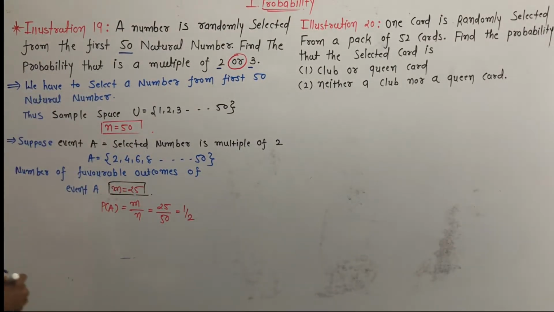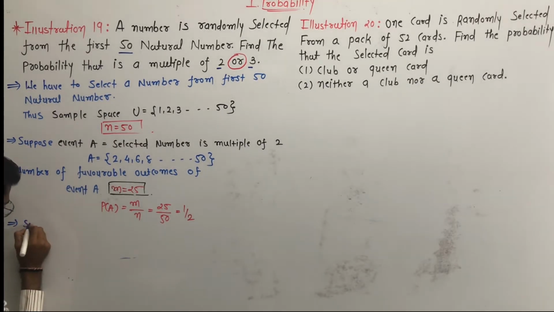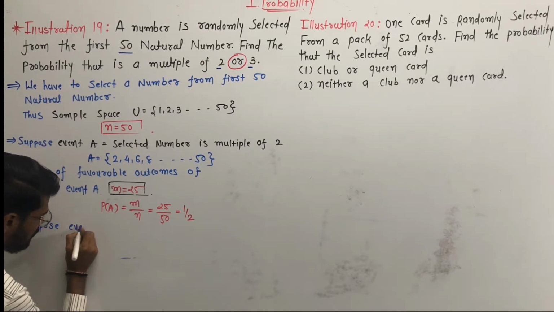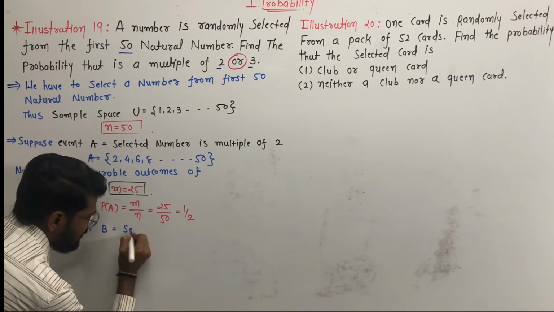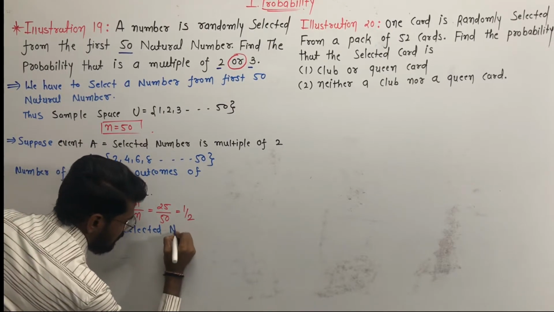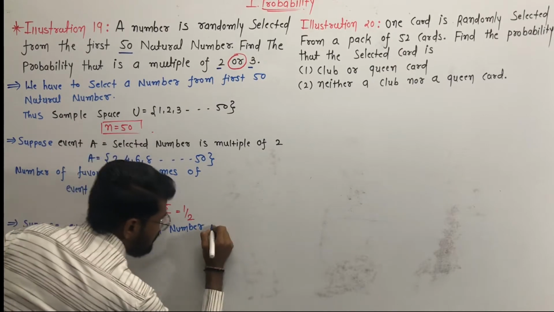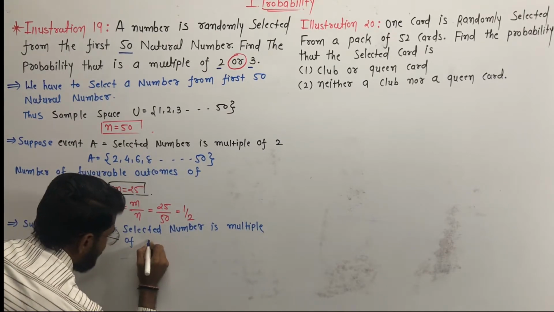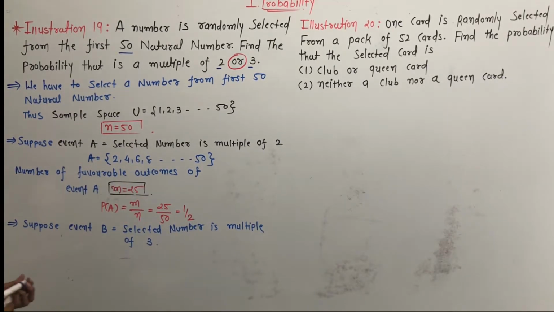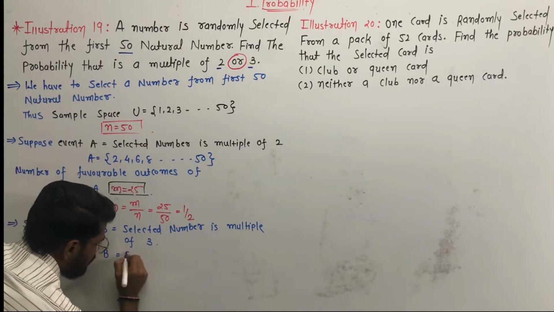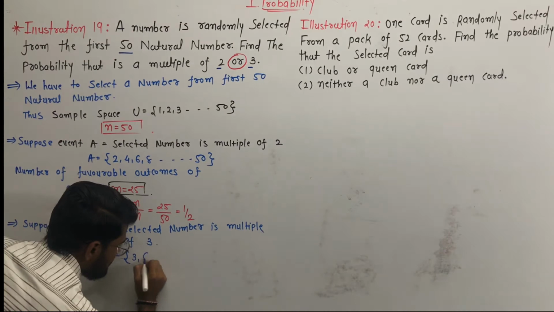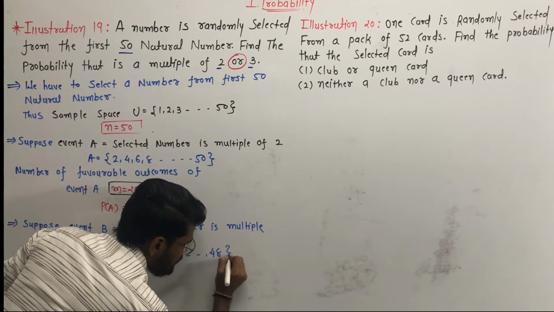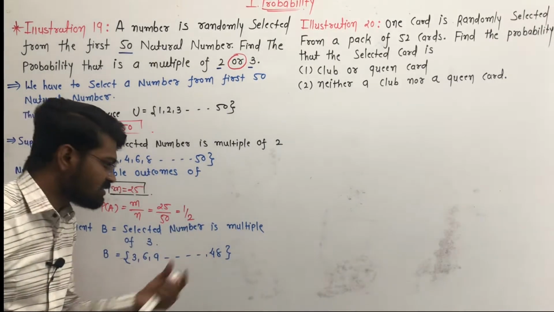Event A is that the selected number is a multiple of 2. Now suppose event B is that the selected number is a multiple of 3. So the elements of event B are the multiples of 3: 3, 6, 9, and so on. The last one is 48, because 16 multiplied by 3 is equal to 48.